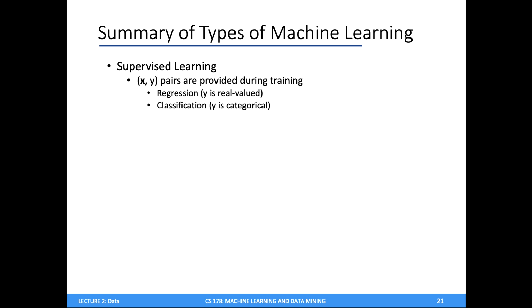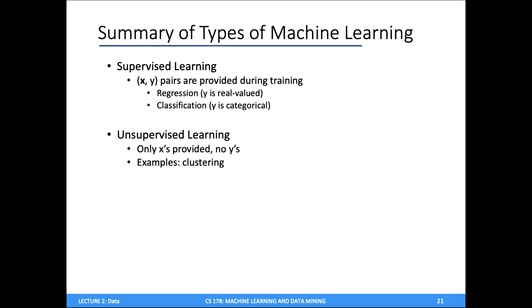Okay, so to summarize, the main focus of this course, and of most machine learning problems, is supervised learning, where you have input-output pairs provided to you during training. In regression problems, that y variable is real valued, i.e. just some kind of number that we're trying to predict. And in a classification problem, that y variable is categorical, i.e. is some kind of label.